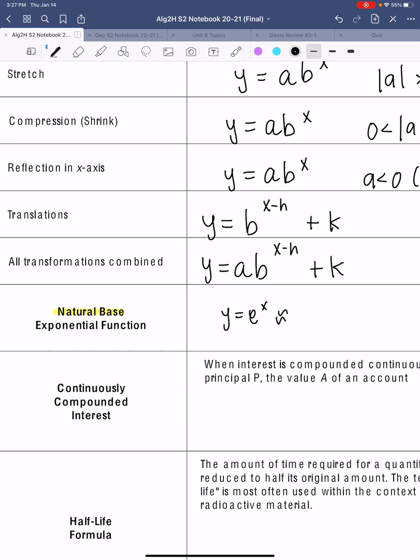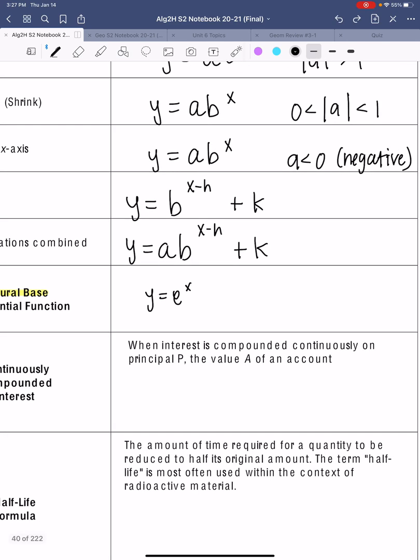Let's write it down here. E is approximately 2.71828, and it goes on forever and ever. E is irrational. E came about when we talk about compounded interest. That's where e came about, and that's what we use it for.